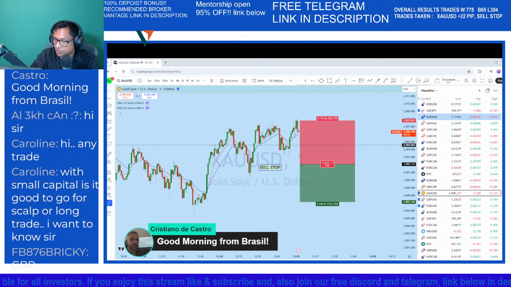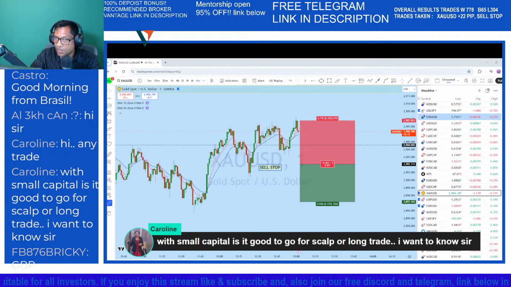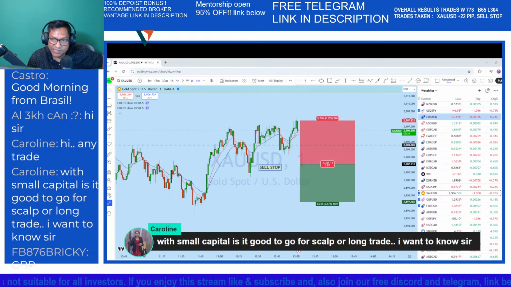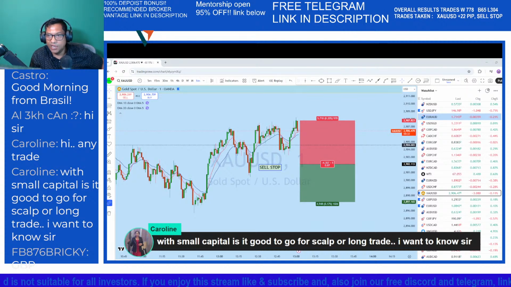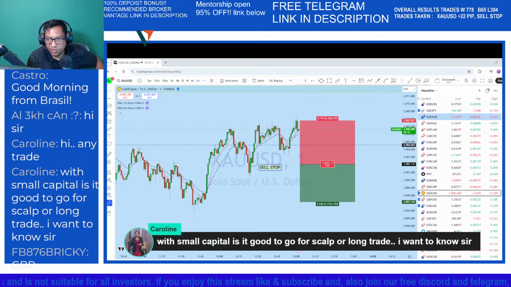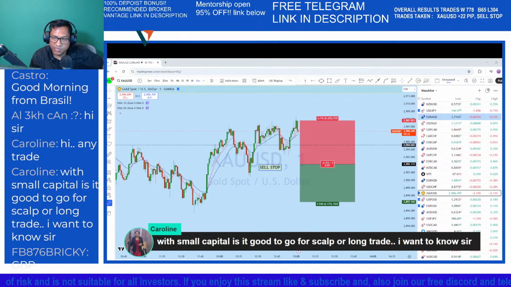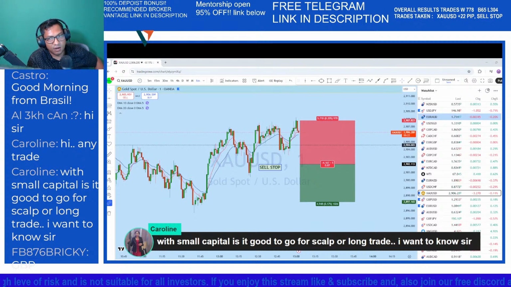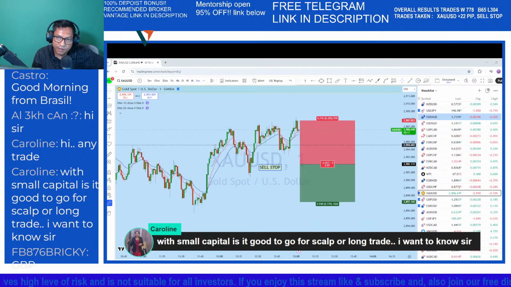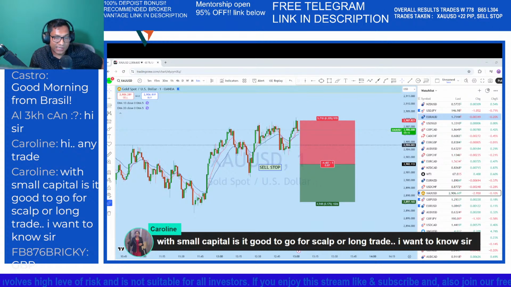With a small capital, it's good to go for scalp or long trades. I want to know, sir. It depends on your skill set, because scalping or day trading or swing trading is not dependent on the capital but dependent on your skill set. You can go either a bigger account with scalping or a smaller account with scalping. It depends on your skill set.